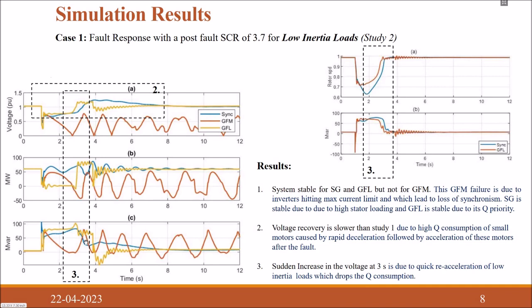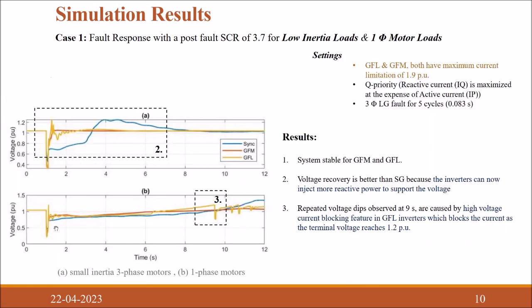Now this is a special case where we have increased the maximum current limitation of our inverter based renewables from 1.2 per unit to 1.9 per unit.